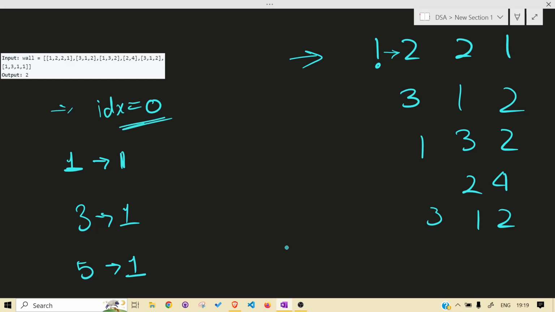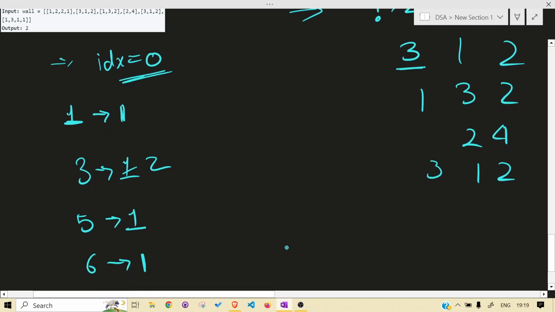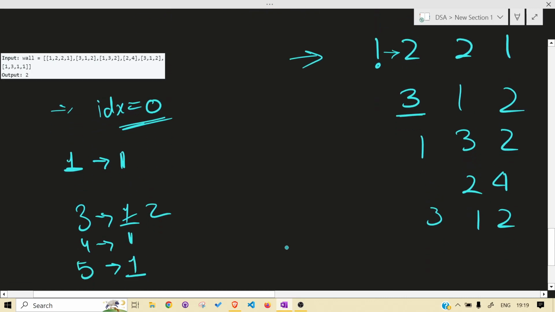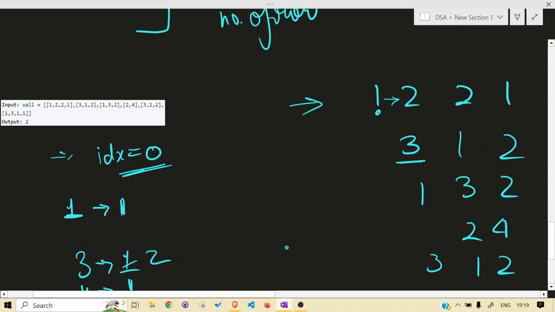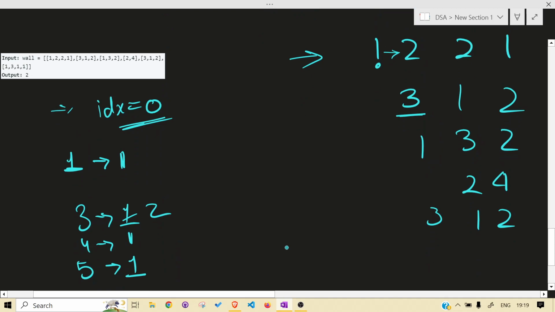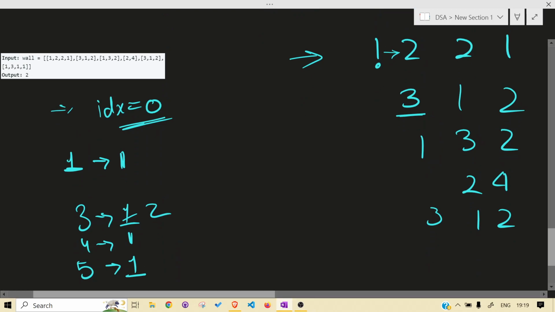Again, index is 0. We calculate this. 3. It's changed to 2, 4. A new entry formed. 4. 4 plus 2, 6. Now 6 is 2.